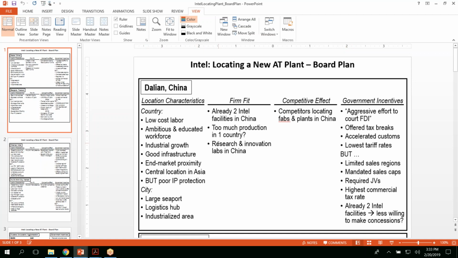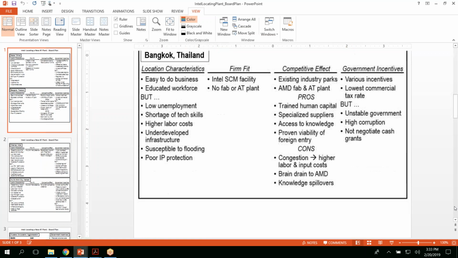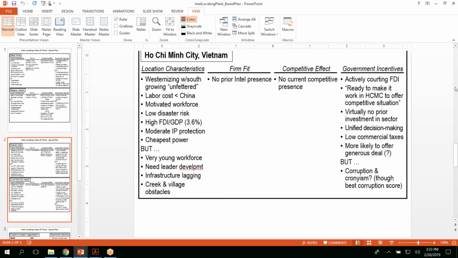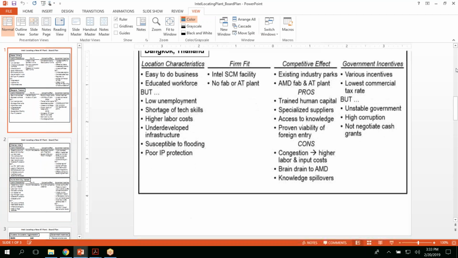You can look at the different characteristics. So there's China, you'll see Bangkok, Thailand, then India, and then Ho Chi Minh City, Vietnam. By the way, the end choice ends up being Vietnam.